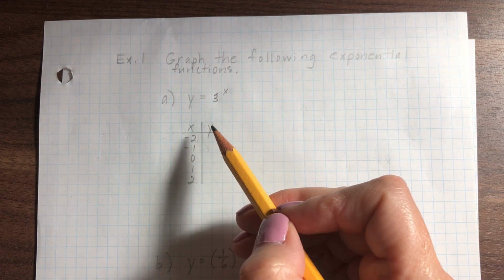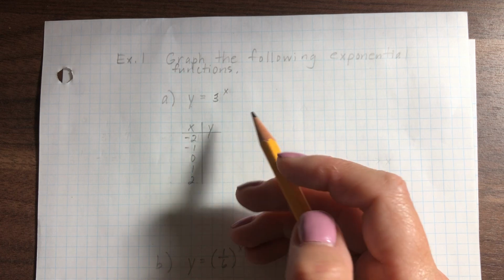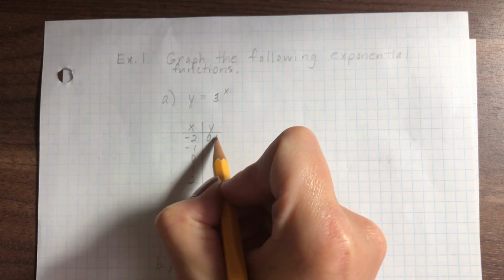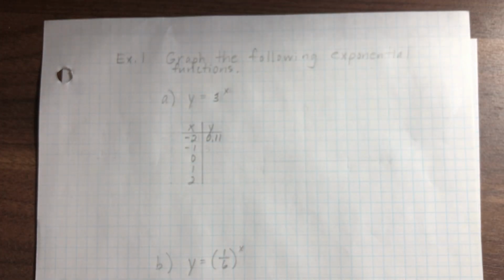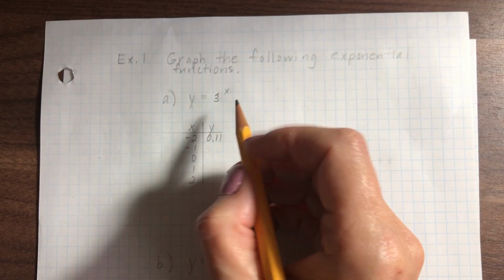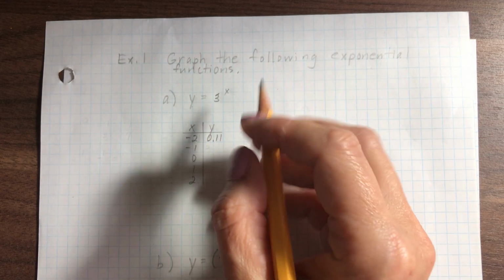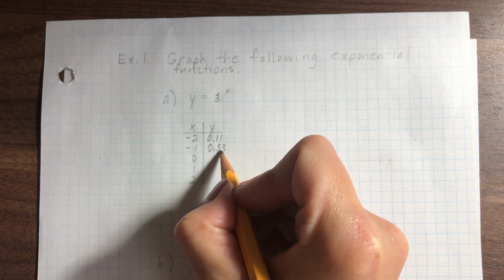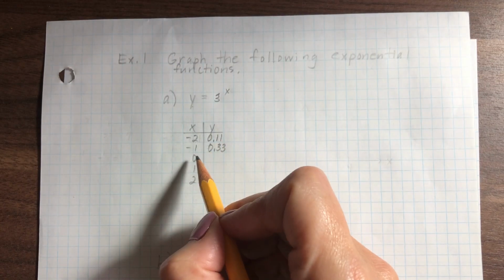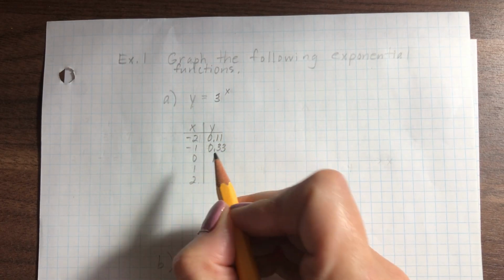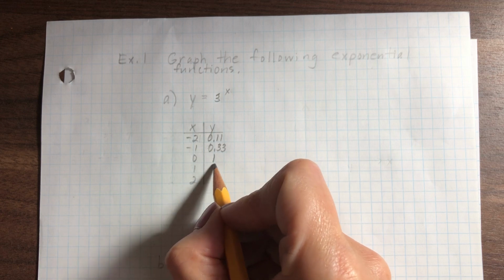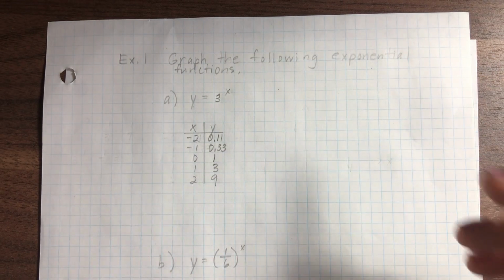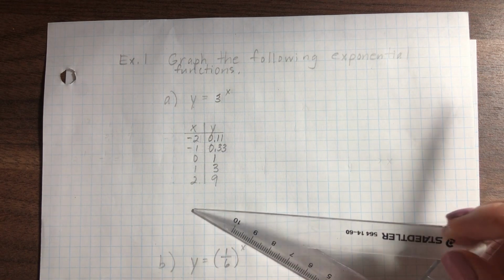So 3 to the exponent -2 is the same as 1 over 3 squared, or 1 over 9, which gives us an answer of approximately 0.11 if you express it as a decimal. And then if I sub in -1, it'd be the same as 1 over 3, which would be 0.33 if we round to 2 decimal places. 3 to the exponent 0 will give us 1. 3 to the exponent 1 will give us 3. And 3 squared will give us 9. So these are the points that we would then have to plot.